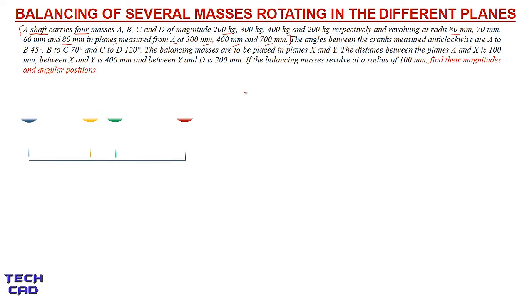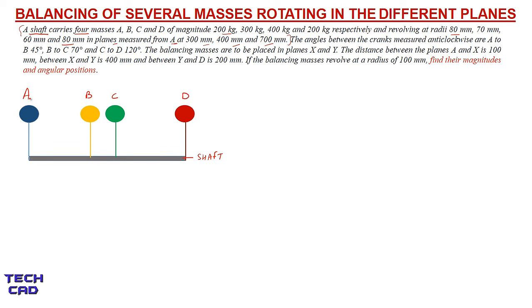Now let's make a diagram. So this is the diagram. We have a shaft here and on the shaft we have four masses A, B, C, D. The magnitudes of these masses are given and radii of rotations are given, which means the lengths from the axis of the shaft to the mass are given, and every mass has its own plane and the distances of the masses from plane A are given. So we can make it like this. The distance of B from A is 300, the distance of C from A is 400 and the distance of D from A is 700. All dimensions are in millimeters. So you can say that these are the positions of planes.